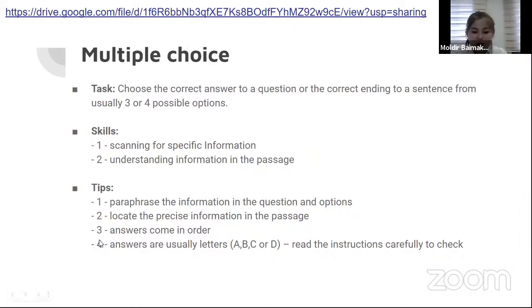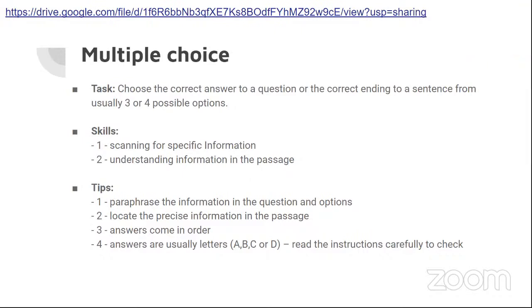So the tips here are, first, paraphrase information in the question and options. Well, it's not paraphrase, but first of all, highlight keywords. So maybe this is instruments, and it will be musical instruments or music, something like that. So you have to know the synonyms. These are typical SAT tips on understanding the question.